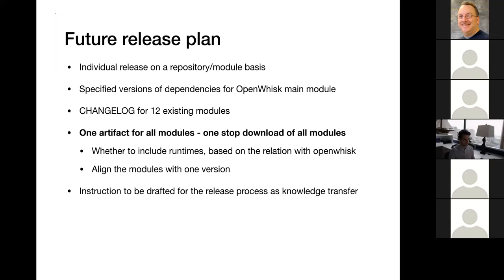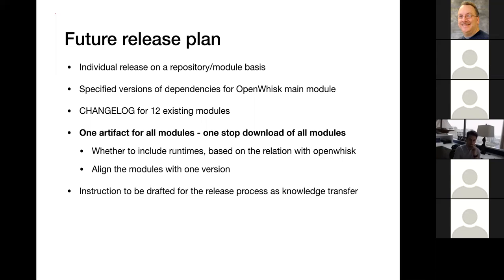Purpose is to offer users a kind of convenience. They can have a one-stop download of all the modules. But we definitely need more discussion in our community, like whether this one artifact should include the runtimes, because runtimes are kind of special. So far we have 6 default runtimes, but we can have more. We have 7, we can have even 10. So the number is dynamic, it's dynamically increasing. So whether we should include runtimes is the first question.